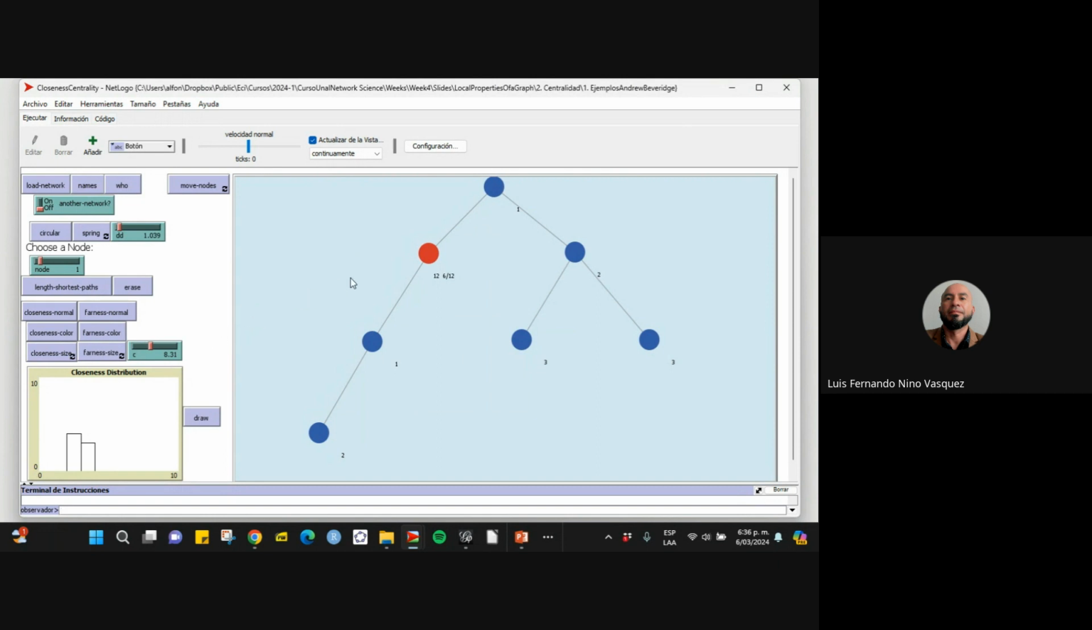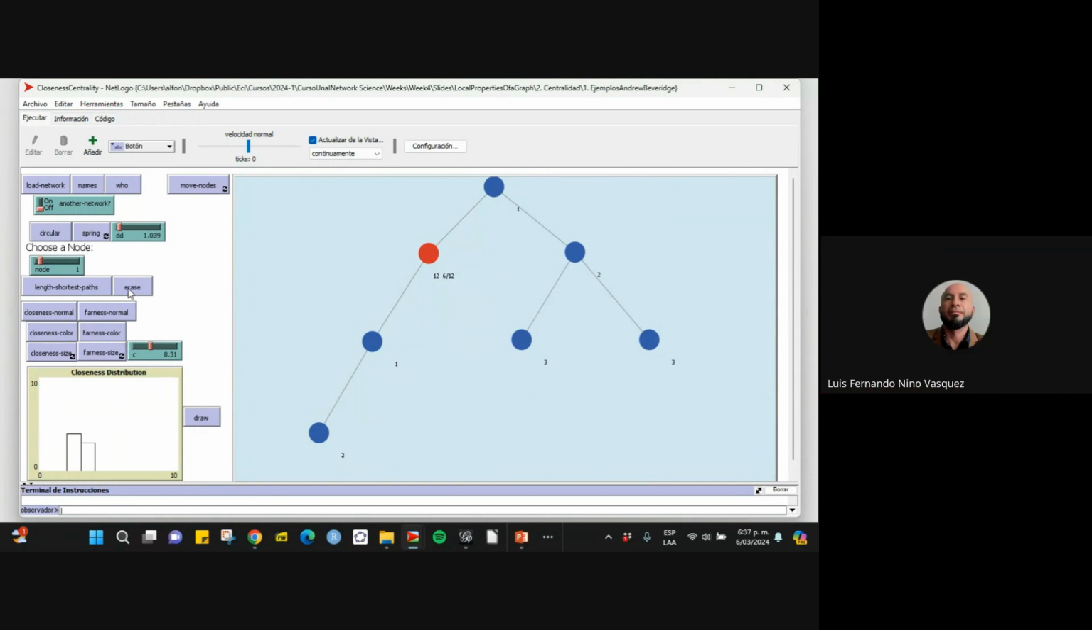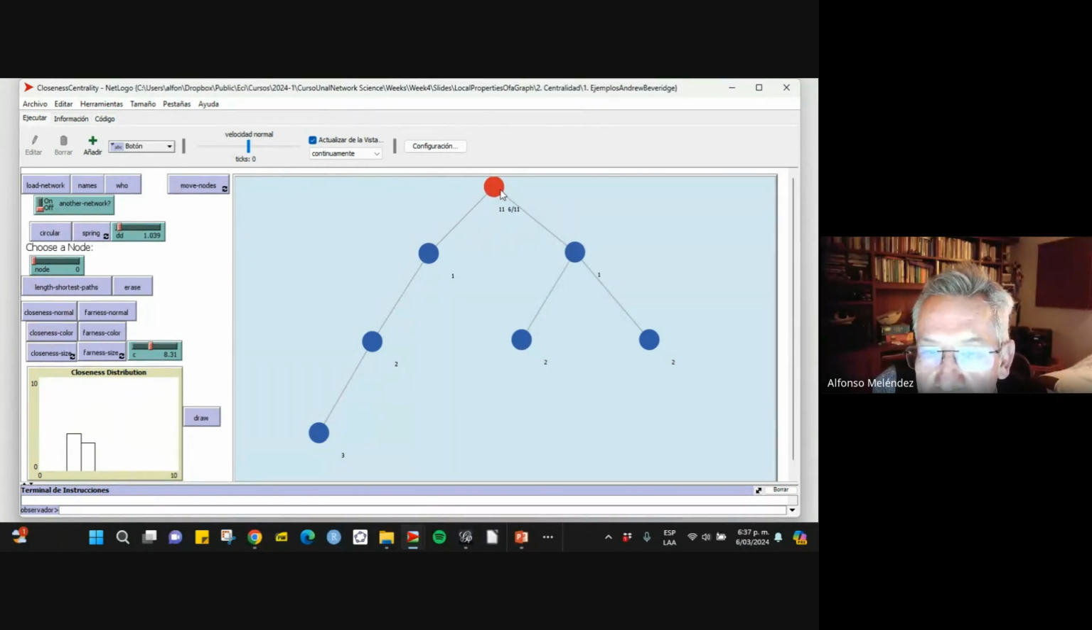Maybe you need to go to the math professor. Okay, let me put another example. I mean the difference between what you mentioned about 6/12 or 12/6, I mean the farness or the closeness. You know, okay, let me put this example. What is the closeness centrality of this node up here?